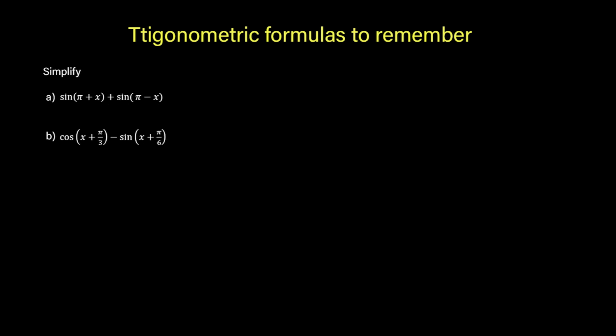Simplify. A. Sine of pi plus x, plus sine of pi minus x. B. Cosine of x plus pi divided by 3, minus sine of x plus pi divided by 6. Solutions.